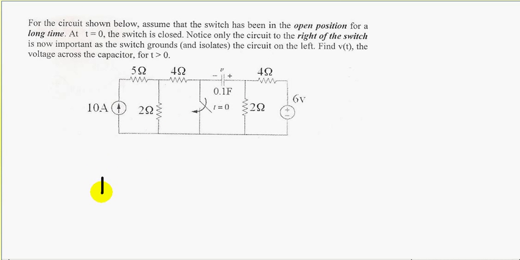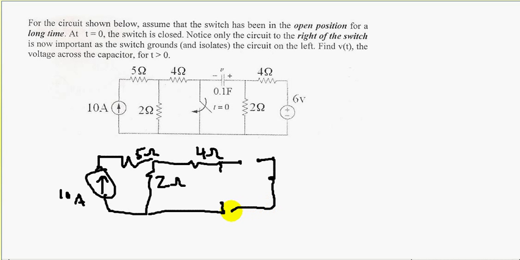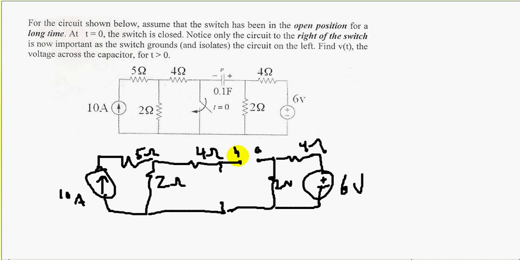So let's redraw our circuit. We'd have 10 amps, 5 ohms, 2 ohms, 4 ohms, and this, see, the switch has been open for a long time, so this part of the circuit is open, and we know that under steady state capacitors pop open, so this would be open, and so this would be 2 ohms, 4 ohms, and 6 volts. 6 volts. Okay. Let's label this A, label this B.